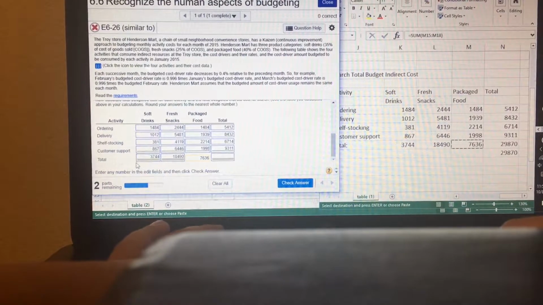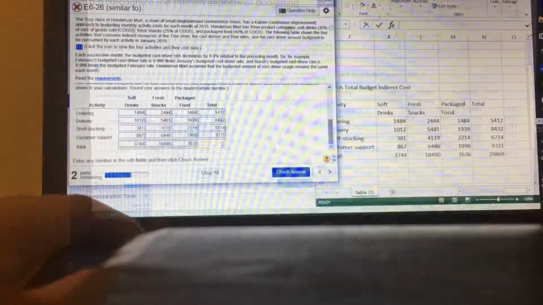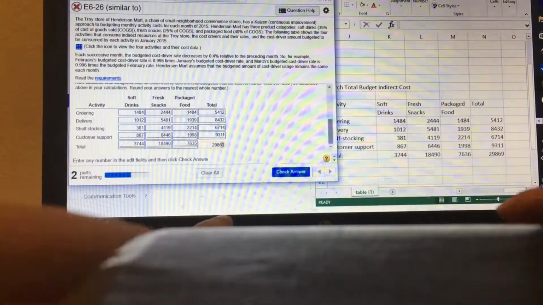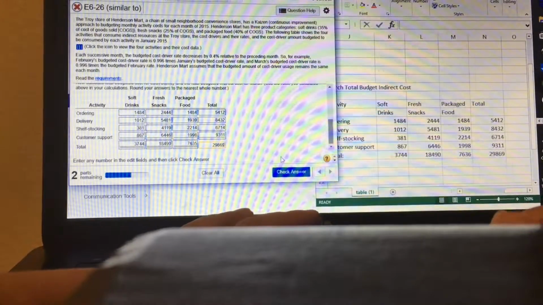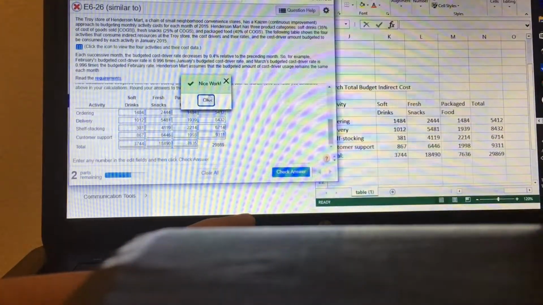Now to get our total, we just add vertically and horizontally. Now let's see if it is correct or not. And it says nice work.